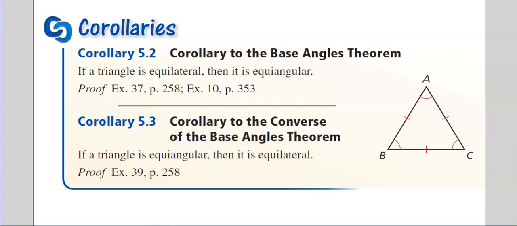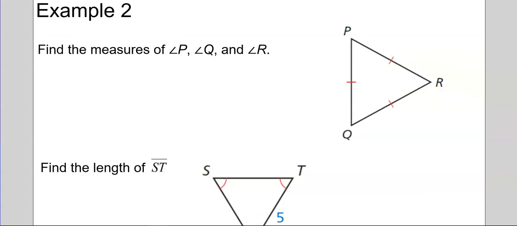All right, so corollary to the base angles theorem. If the triangle is equilateral, then it's equiangular because we can do this, but we can also do this. And then if it's equiangular, it's equilateral. So if you know you have a 60-60-60 triangle, it's equilateral. If you know it's equilateral, it's a 60-60-60, which leads right into this problem right here.